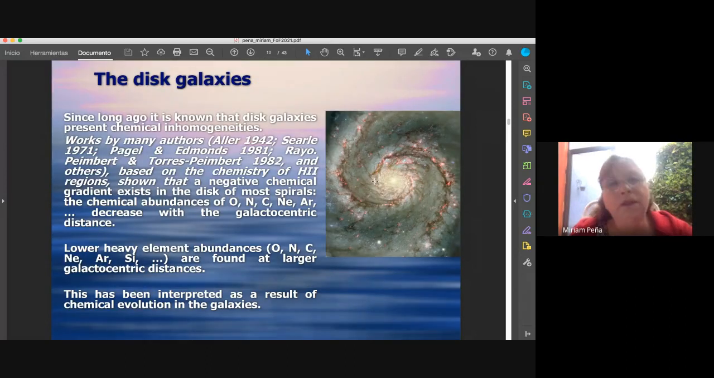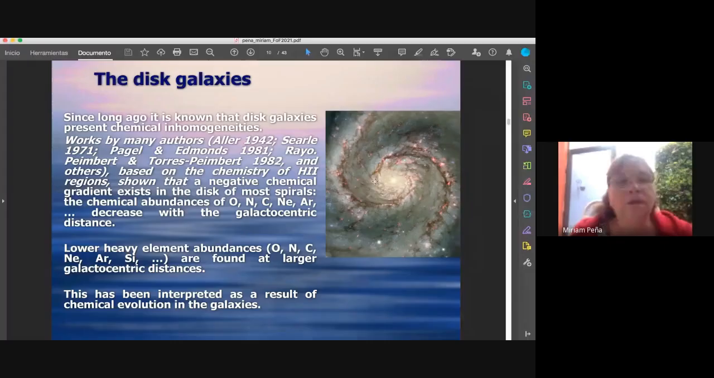I'm going to change to these galaxies. Since long ago, it is known that these galaxies present chemical inhomogeneities. Many authors, based on the chemistry of H2 regions, have shown that a negative chemical gradient exists in the disk of most spirals.